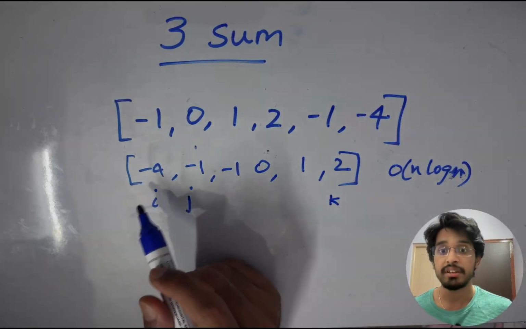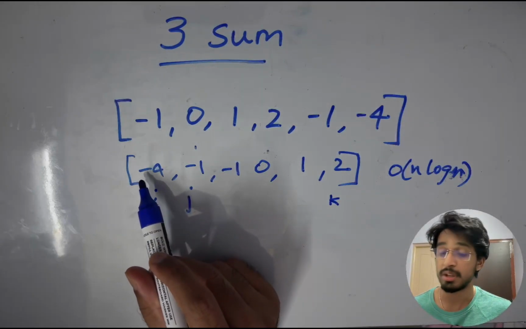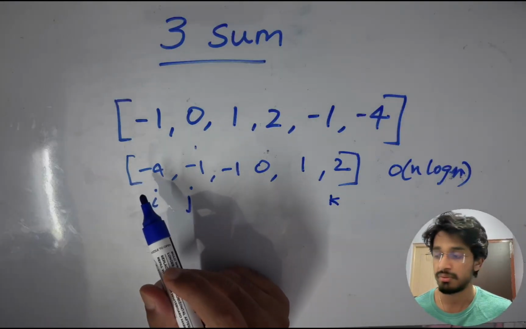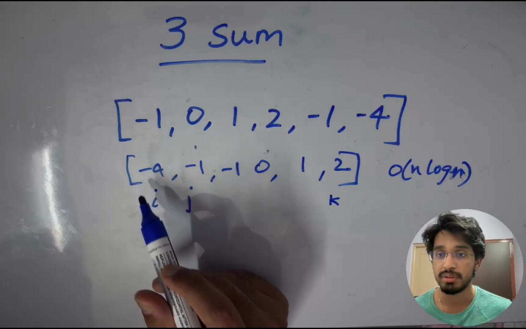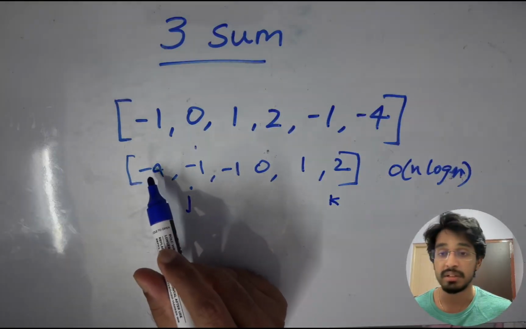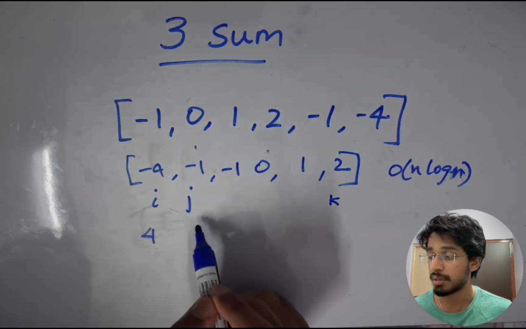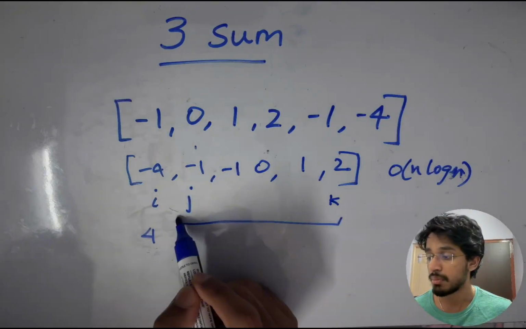As I told you, I is the target, right? So we just need to negate this. If it is minus, we just need to make it plus. If it is a positive value, again we need to make it a negative value. So we are just flipping the integer sign over here. So here the target becomes 4, and this becomes our potential array which we need to perform two sum on.